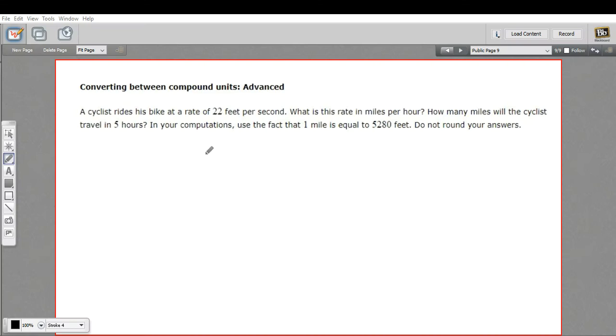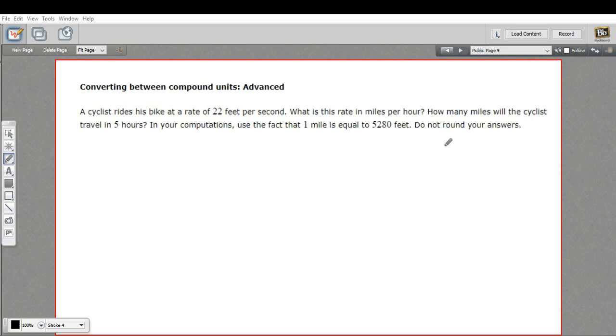In this problem, we're doing some more work converting between compound units. In this case, our compound unit is feet per second, and then we want to convert that to miles per hour. It says a cyclist rides his bike at a rate of 22 feet per second. What rate is this in miles per hour?